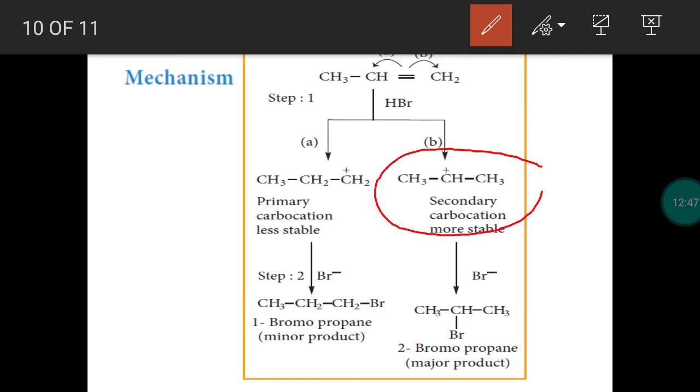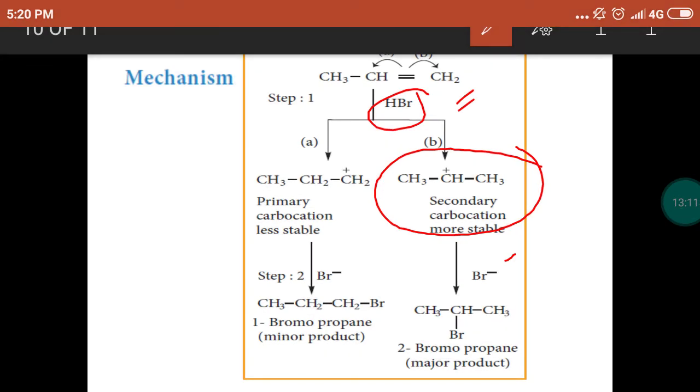So it becomes a secondary carbocation, right? Due to this type of shifting of pi electron, we get a secondary carbocation. After that, we have the bromide ion, so this is separated into H plus and Br minus. H plus is attacking this carbon, and it forms CH3.